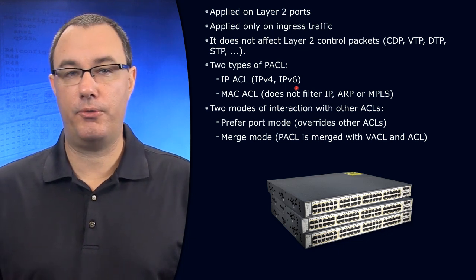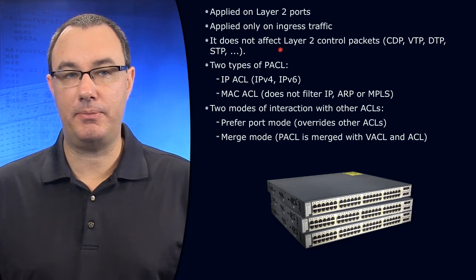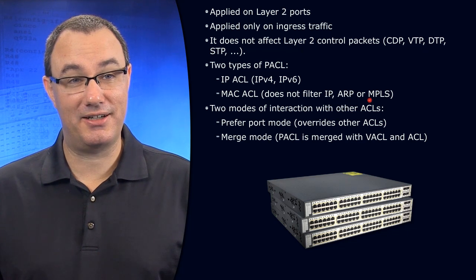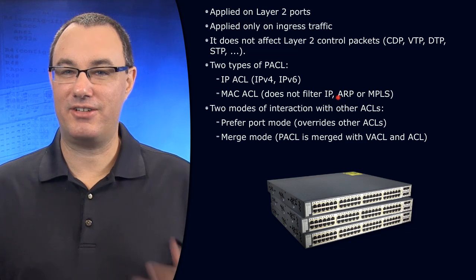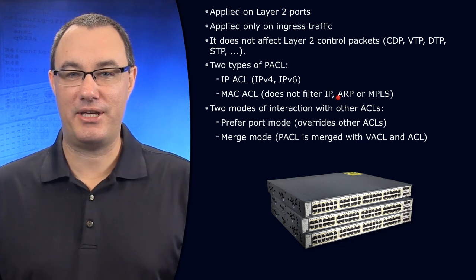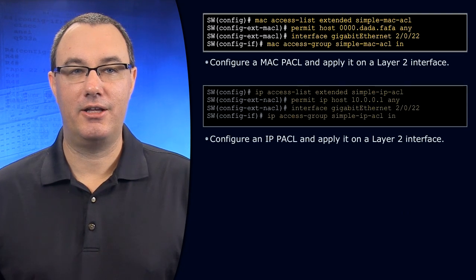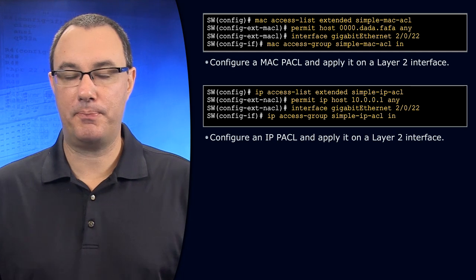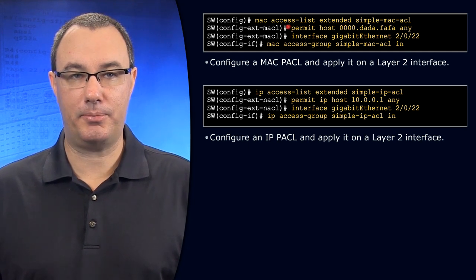There are some protocols that we aren't filtering here: control traffic, CDP, VTP, DTP, STP, ARP, multiprotocol label switching. We wouldn't expect to find that here, but there are some things that we're not going to be touching here. Now, with that in mind, let's look at an example so we can get our heads wrapped around what we're really doing, because we get a better sense of what these are by looking at an example.